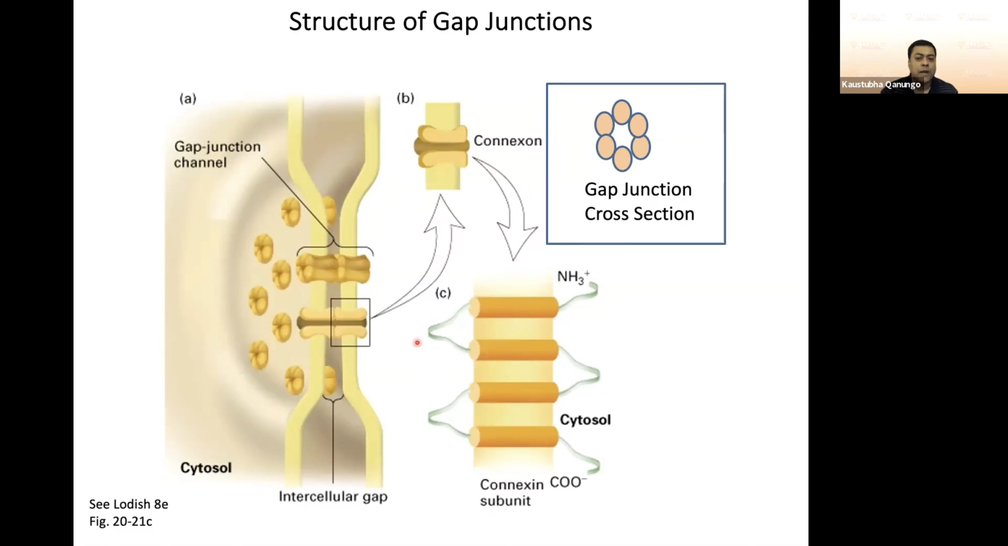So you can see a four-pass transmembrane protein, and these transmembrane proteins, these connexins, form a connexon with six of them. So you can see that this is one connexin right here, 1, 2, 3, 4, 5, 6. So six of these connexins form this structure, this pore. So here in the pore, you have this 1, 2, 3, 4, 5, 6.